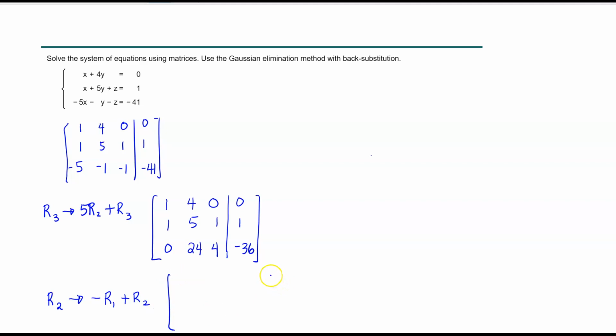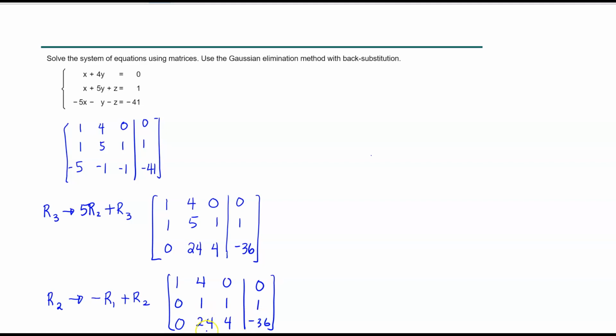Then let's look at the resulting matrix. You copy all rows that you're not replacing. So you copy the first and the third row because you're going to replace your row 2. So you have 1, 4, 0, 0. And then for the second row, you're going to negate this. So you have negative 1 plus 1 is 0. Negative 4 plus 5 is positive 1. Negative 0 plus 1 is still 1. Negative 0 plus 1 is 1. Then you copy the rest. 0, 24, 4, negative 36.